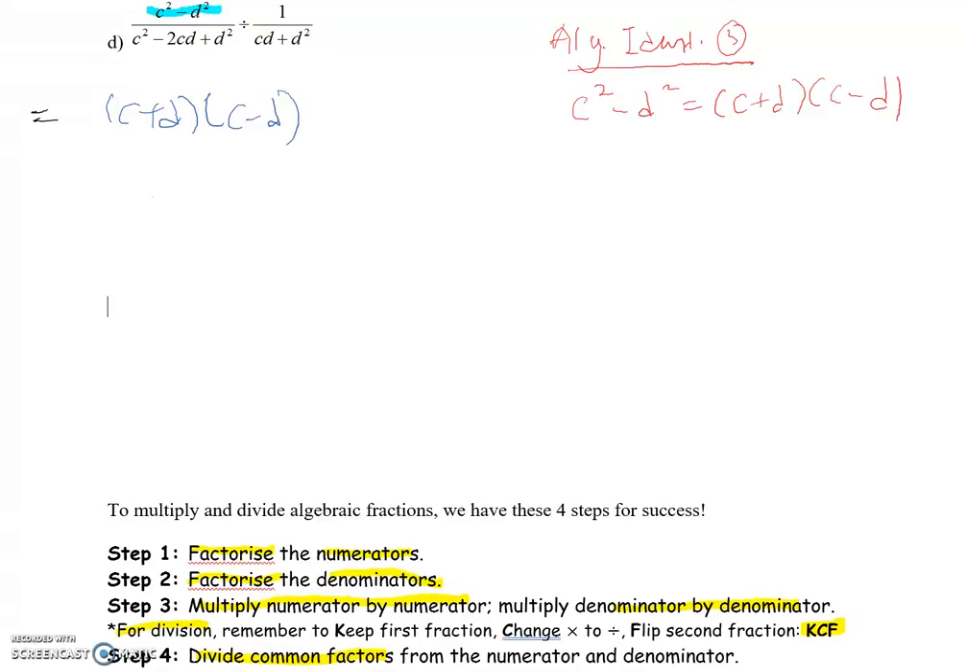Next, we take a look at the numerator for the second fraction. We realize that we cannot factorize it further because it's already 1. Now for step 2, let's factorize the denominators.